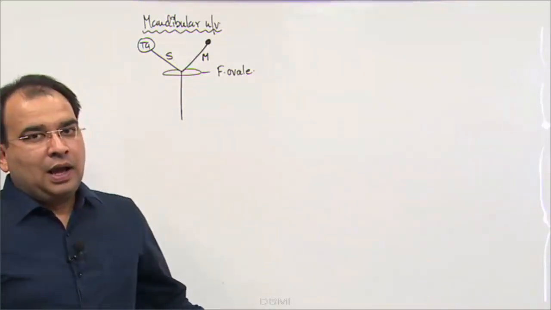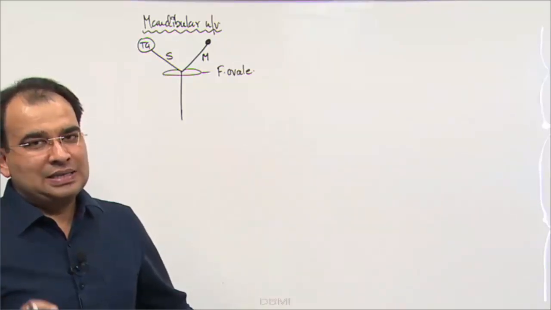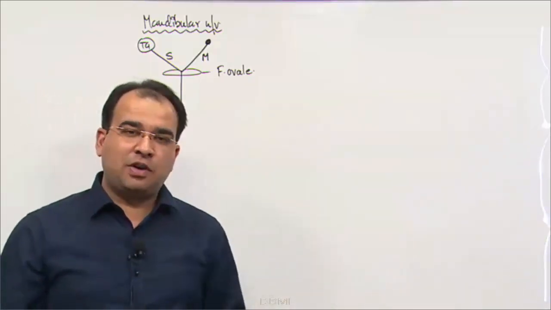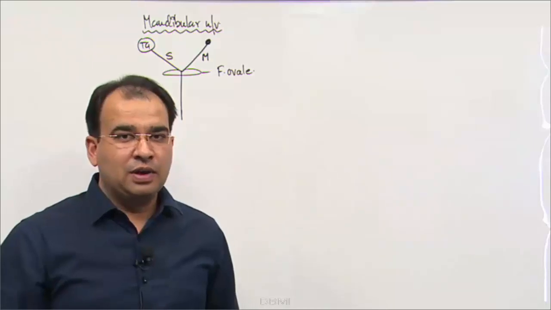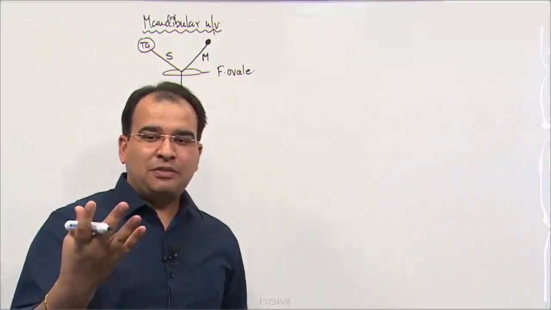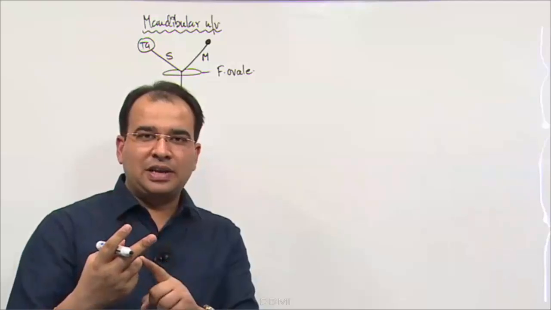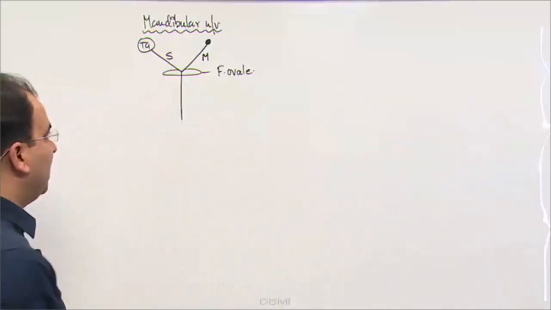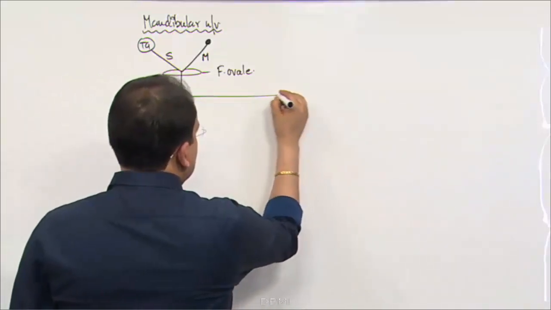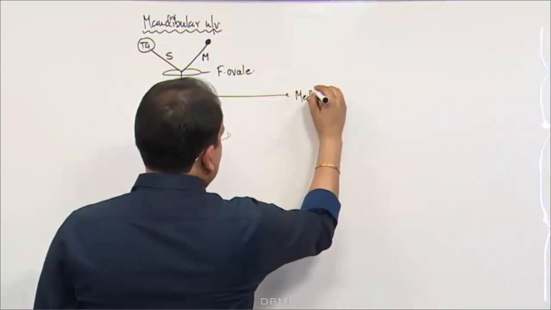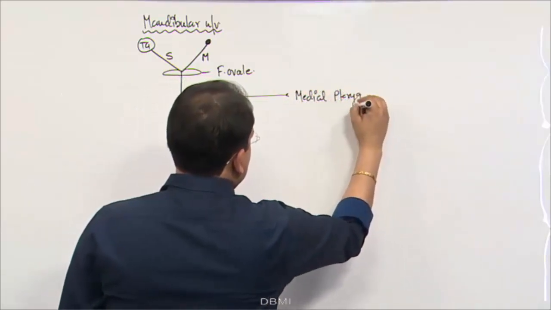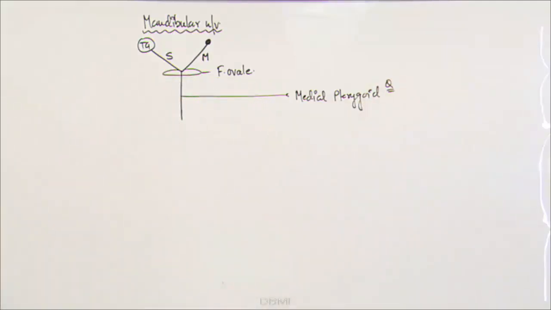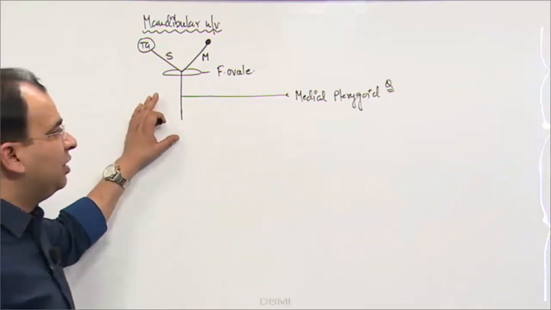Question number 1. Which muscle of mastication is supplied by the trunk of the mandibular nerve? Nobody is going to ask you which nerve supplies the muscles of mastication, everyone knows it is the mandibular nerve, but which muscle? We have 4 muscles of mastication: medial pterygoid, lateral pterygoid, temporalis and masseter. Out of these 4, the one supplied by the trunk of the mandibular nerve is medial pterygoid. So please note, this is the first important question which is already asked.